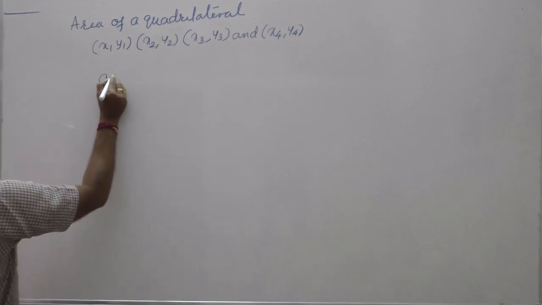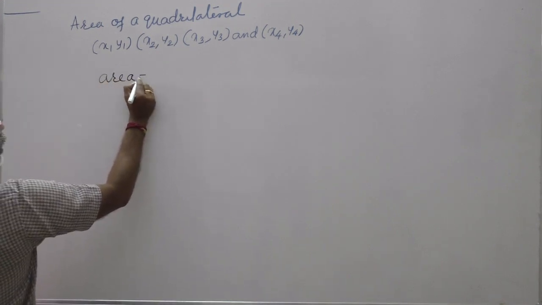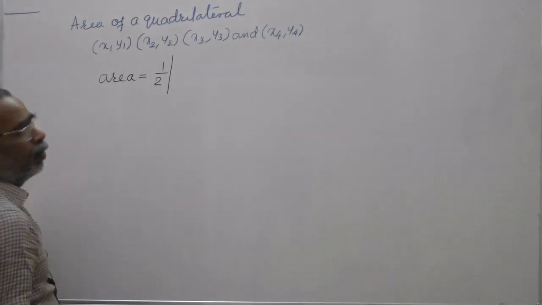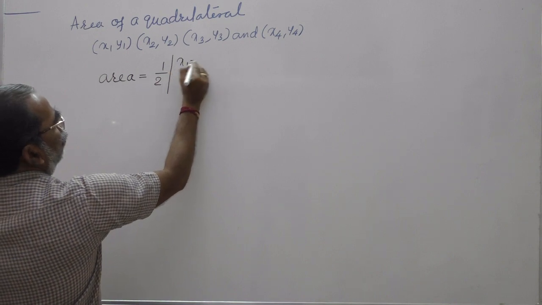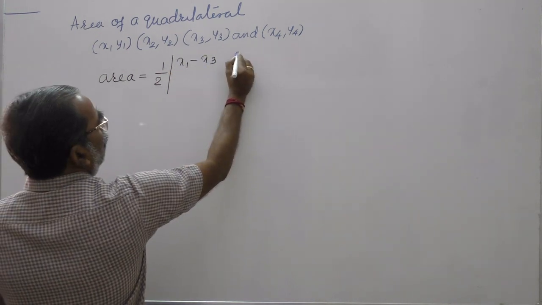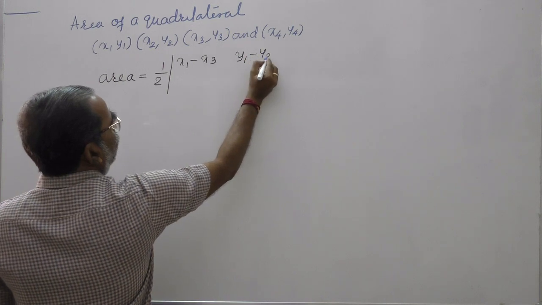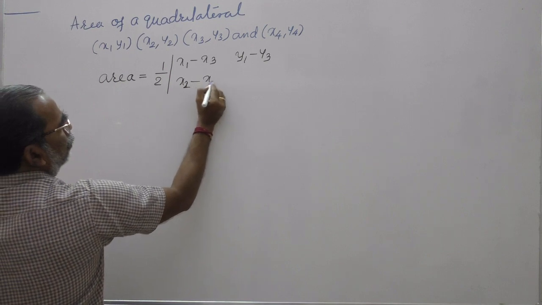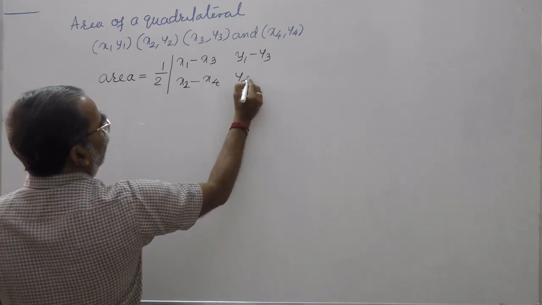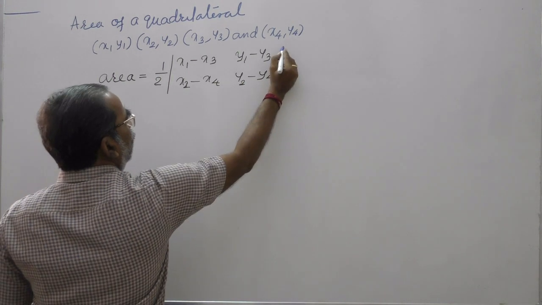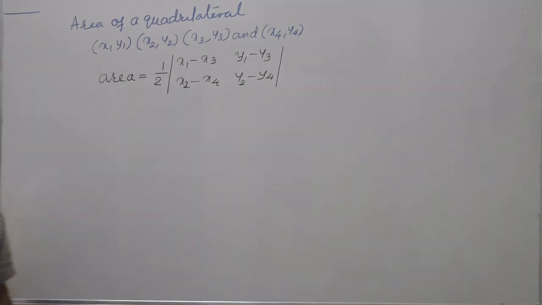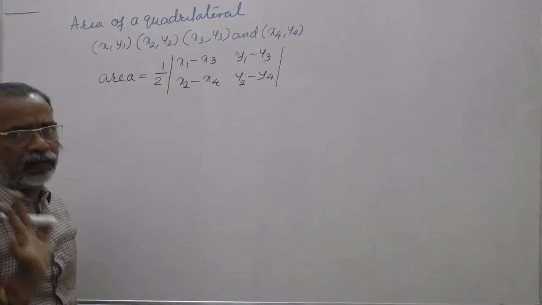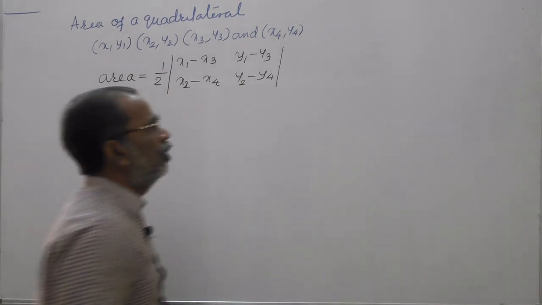Then its area can be calculated using this: half mod of the determinant with rows x1 minus x3, y1 minus y3, and x2 minus x4, y2 minus y4. Yes, this is the area of the quadrilateral. It is applicable for all quadrilaterals whose 4 vertices are given.